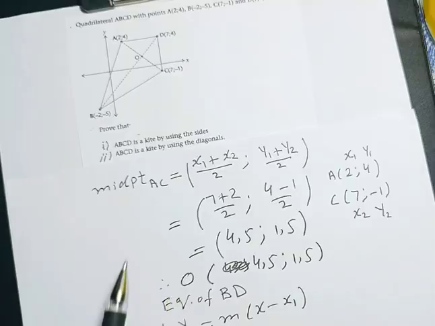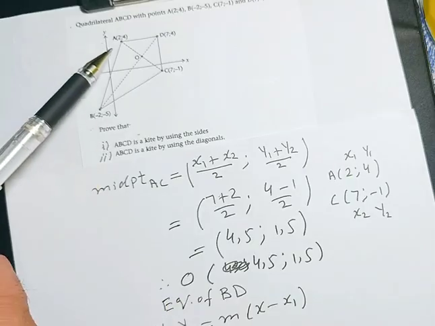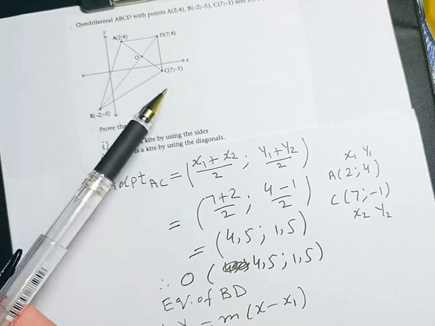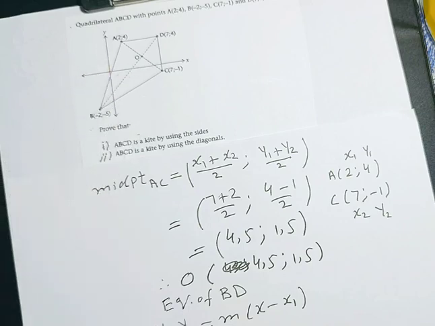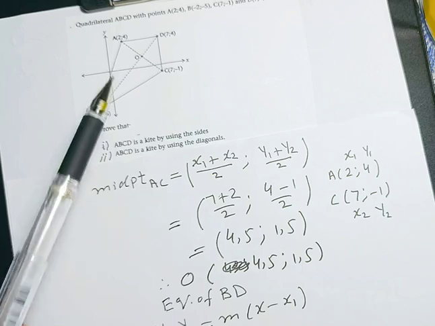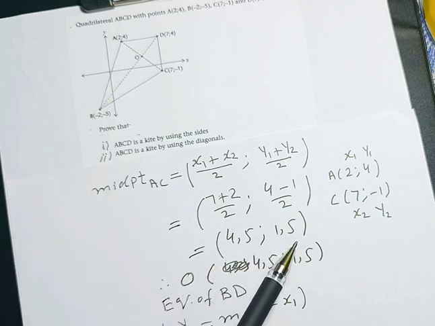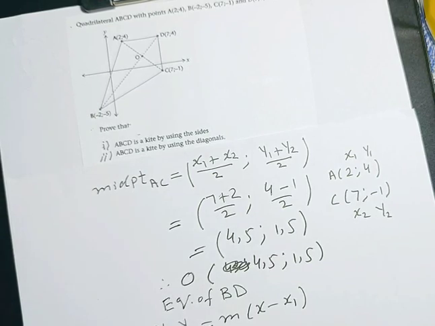So we have to find the midpoint of AC, and the midpoint of AC is 4.5 comma 1.5, and that is the coordinates of O. Must remember, always find the midpoint of the shorter diagonal.